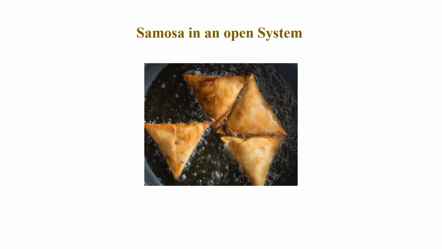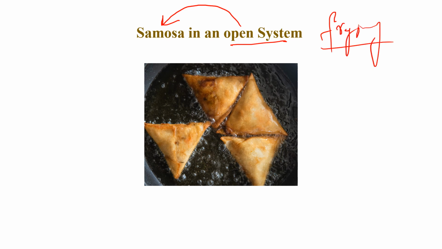Now let us discuss the open system. An open system allows the exchange of both energy and matter with its surroundings. Let's discuss this open system with an example of samosa processing. After preparing the samosa, frying is done. Frying is performed, right? During frying, two things occur. First, mass transfer occurs. Second, heat transfer occurs. Let us discuss them one by one.